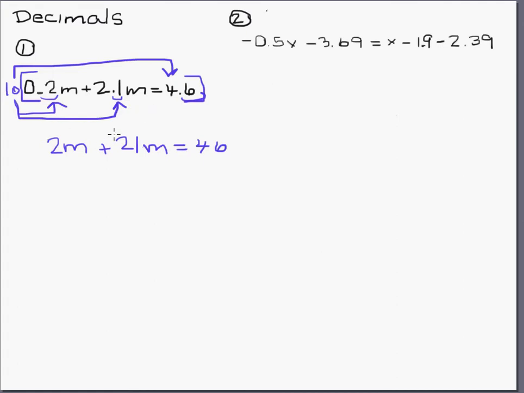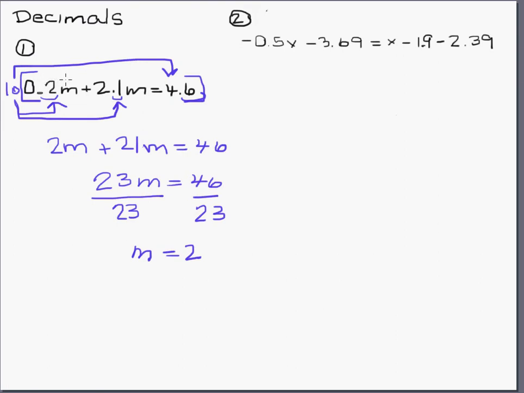Now, an integer problem is much simpler to solve. We have two like terms here we can combine, so we get 23m equal to 46. 23 is multiplying times m, so to undo that, we divide by 23. And so what we get is m equal to 2. So that's a lot faster than trying to simplify decimals and count tenths and roll over to whole numbers.